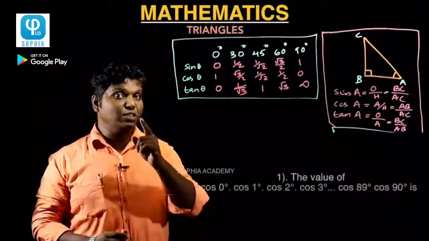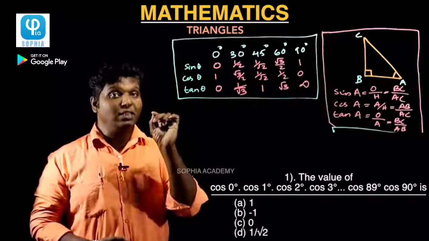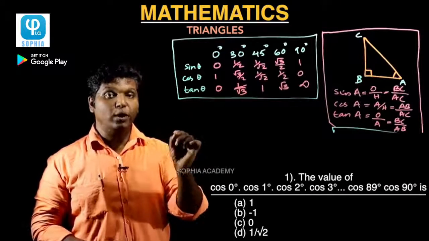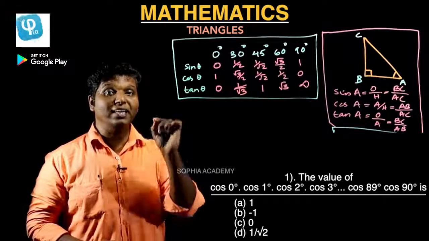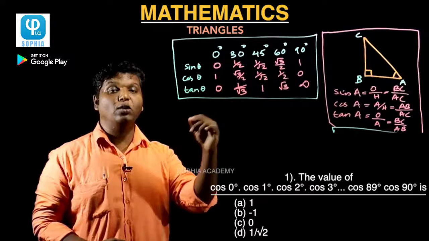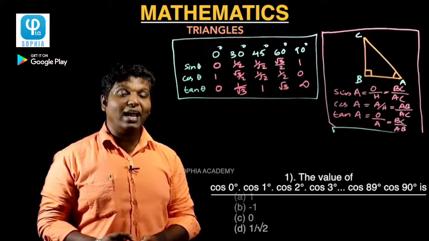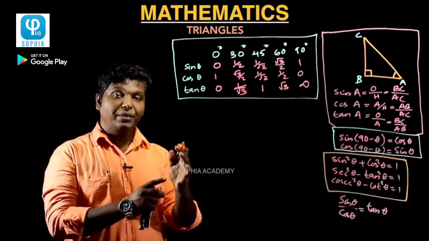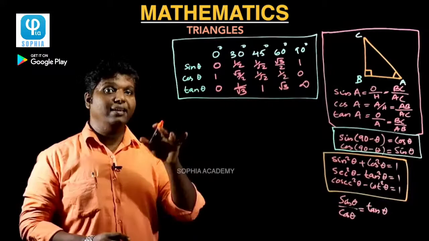So here goes the very first question before you. The value of cos 0 degree into cos 1 degree into cos 2 degree into, like that, cos 89 degree into cos 90 degree is. So what actually is given? Cos 0 degree into cos 1 degree into cos 2 degree.